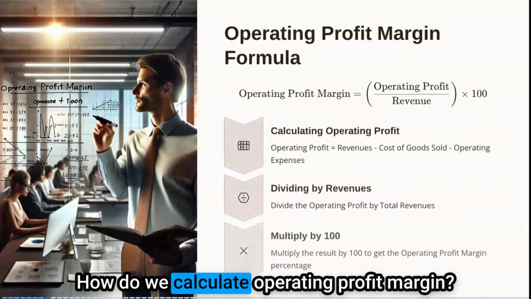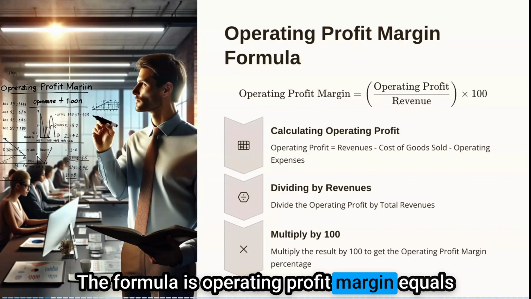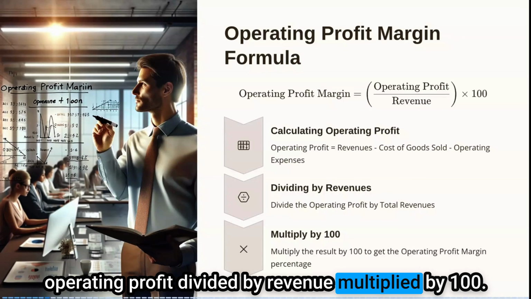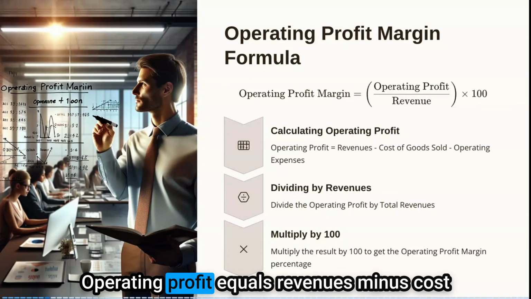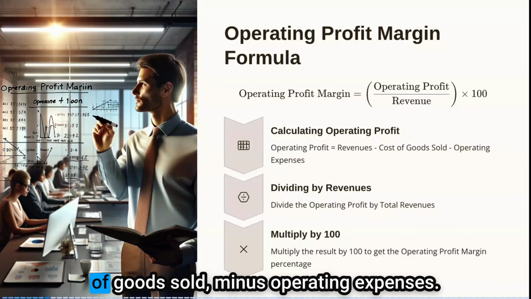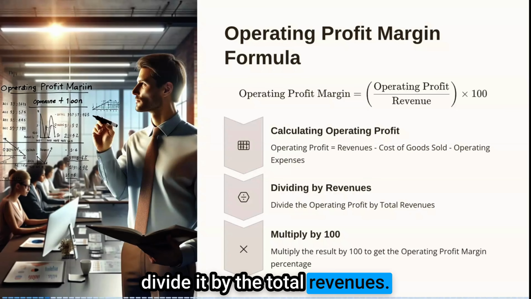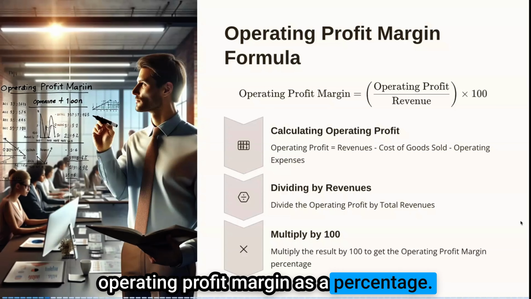How do we calculate operating profit margin? The formula is operating profit margin equals operating profit divided by revenue multiplied by 100. Let's break this calculation down. Operating profit equals revenues minus cost of goods sold minus operating expenses. Take the operating profit and divide it by the total revenues. Multiply that result by 100 to express the operating profit margin as a percentage.